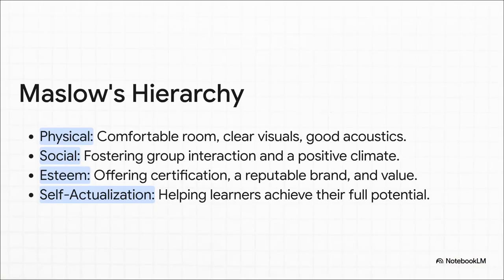It's really interesting to look at Maslow's hierarchy not as some abstract psychological theory, but as a super practical checklist for us. Think about it. Are the basic physical needs met? Is the room comfortable? Can people actually see and hear? Then what about social needs? Have you created a positive, interactive climate where people feel like they belong? And esteem? Is there a certification? Does this training have value? And finally, does it help people reach that peak of self-actualization, helping them unlock their full potential?